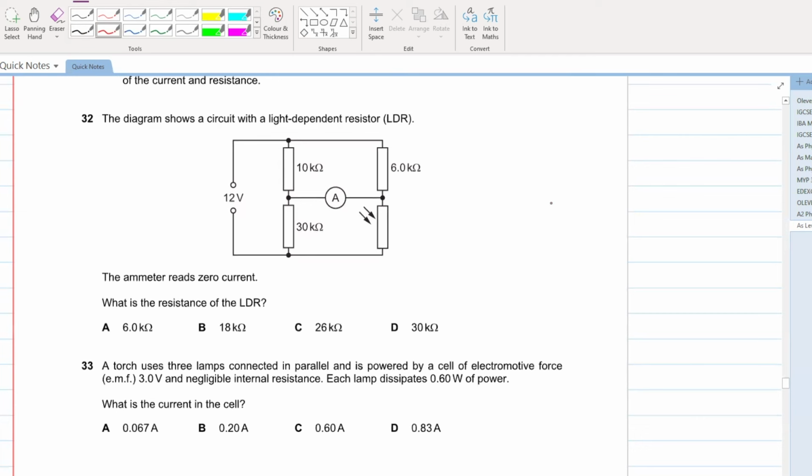Let's move on to question 32. The diagram shows a circuit with a light dependent resistor. The ammeter reads zero current. Okay, currently the ammeter reads zero current.